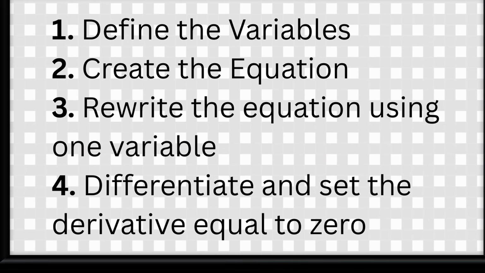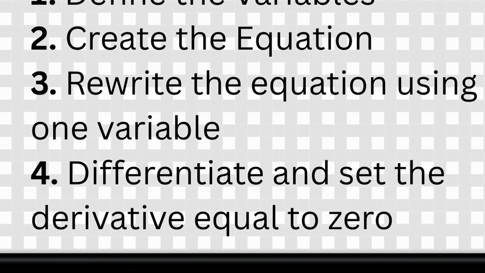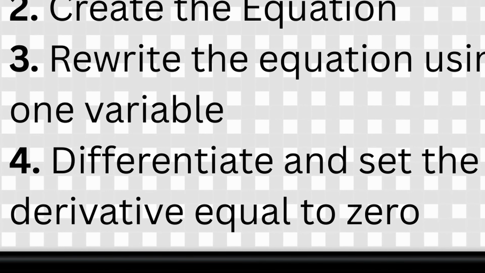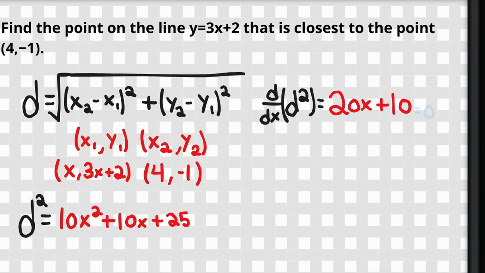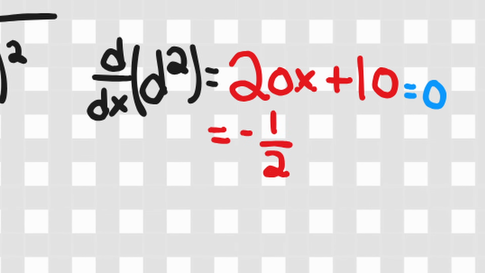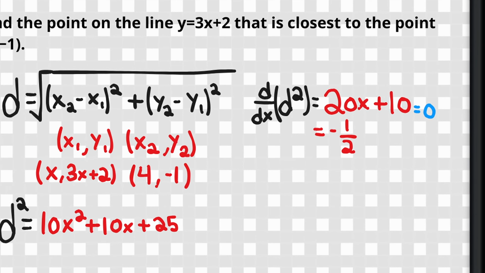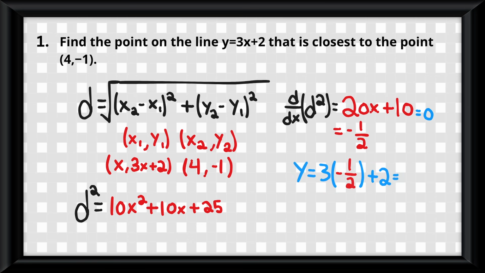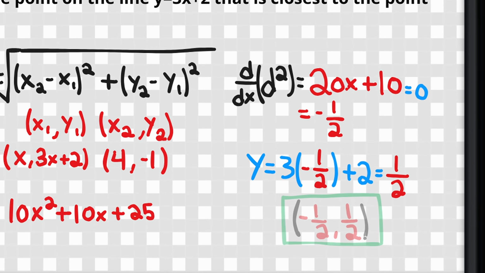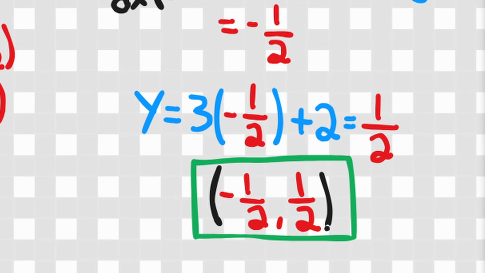And finally, step 4, we do what we've done this entire video. We find our derivative function and set it equal to 0. So for our first problem, after finding the derivative, once we set it equal to 0, we get -1/2. However, this would be our x coordinate, so we do need to find the y coordinate by plugging it back into the original function, so we get -1/2, 1/2 for our final answer.